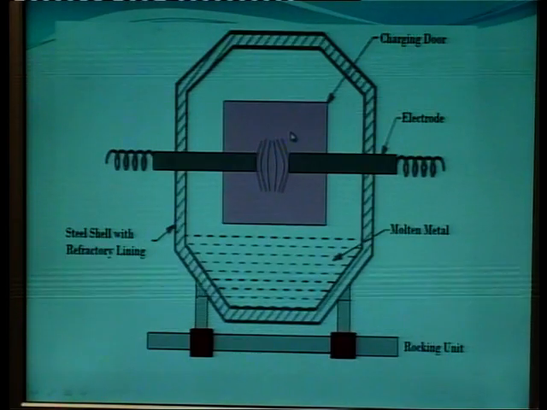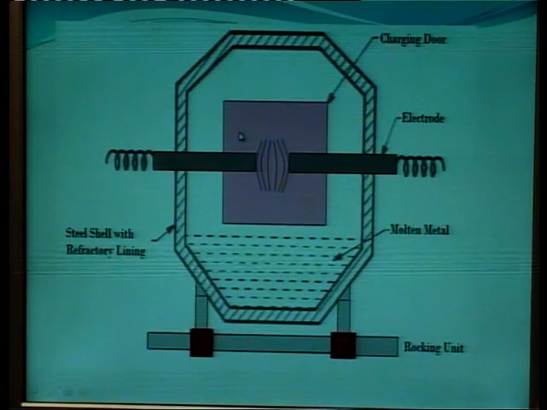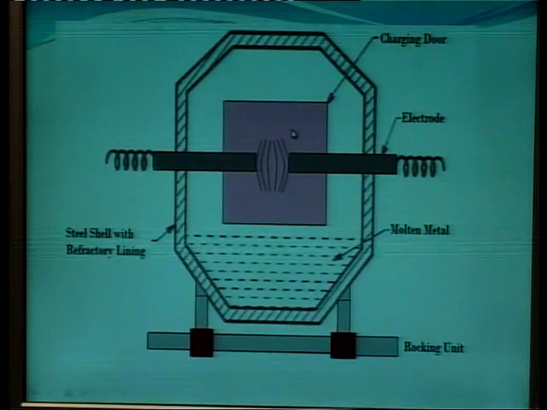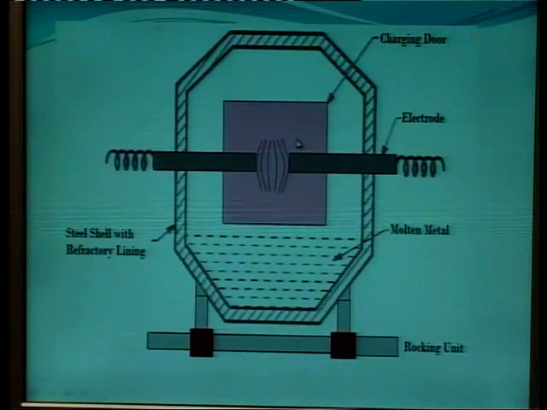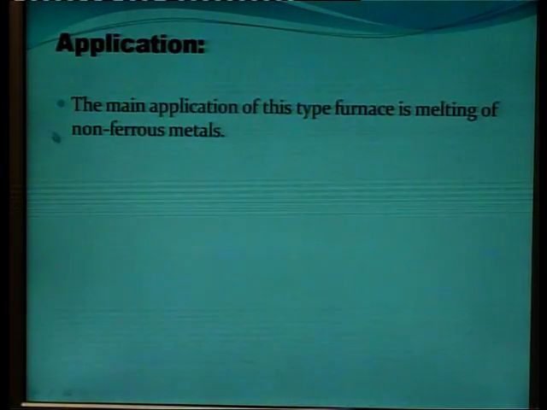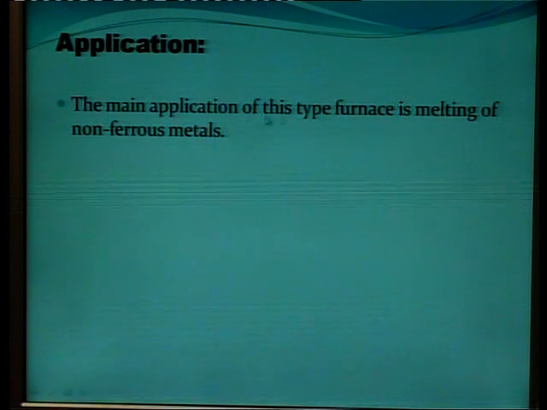So here the temperature obtained is less as compared to direct arc furnace, and also the main disadvantage is that there is no automatic steering action. Application. Now the main application of this type of furnace is melting of non-ferrous metal.